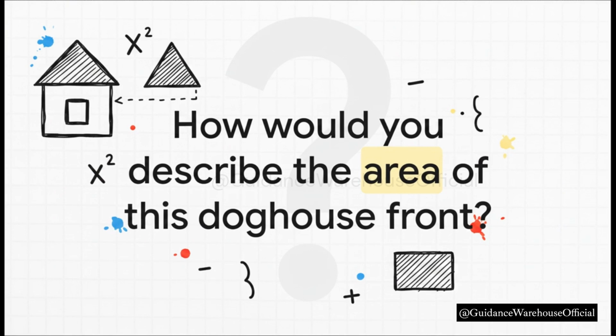Take a look at this doghouse. Let's say you need to paint the front of it. You've got the main square part, the triangular roof, but you also have to account for the rectangular door that you're not going to paint. So the question is, could you write down one single mathematical expression for the area you need to paint? This is a perfect example of where polynomials come in and make things so much easier.